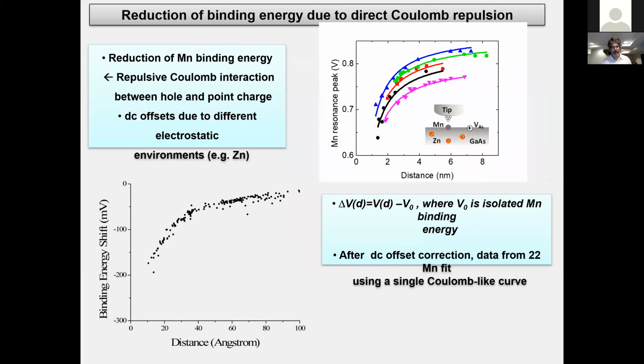So let's put those together here. The black points here are essentially the shift in this peak as a function of distance between the manganese in the surface and the manganese on top of the surface. And you get a very characteristic 1/r fall off. And so what that's telling us is that the manganese on top of the surface is charged, and there's a Coulomb repulsion between the manganese in the surface and the manganese on top of the surface.